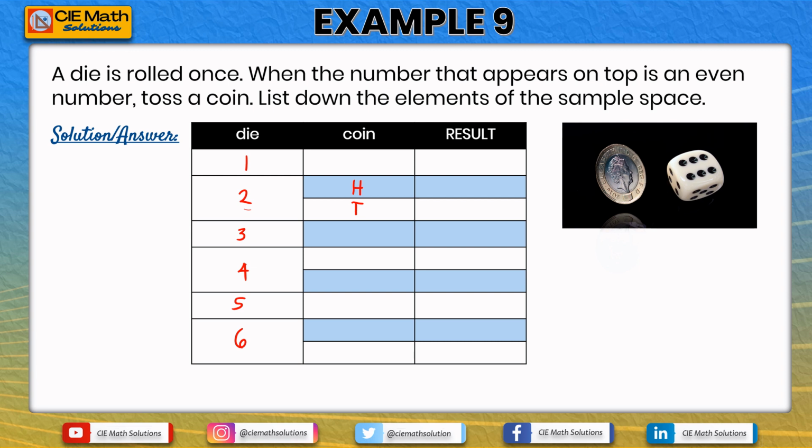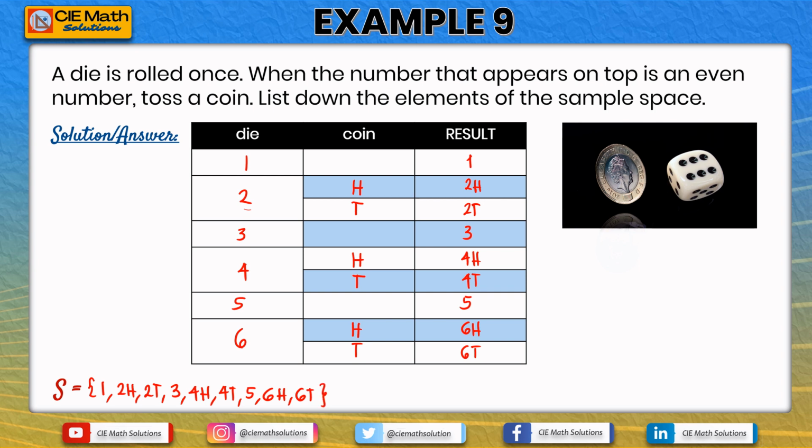The same goes with 4. 4 is an even number, so you toss a coin. That means it's head or tail. If it's a 6, which is an even, you toss a coin, head and tail. The results then will be 1, 2H, 2T, 3, 4H, 4T, 5, 6H, 6T. The elements then of the sample space contain 1, 2 head, 2 tail, 3, 4 head, 4 tail, 5, 6 head, 6 tail.